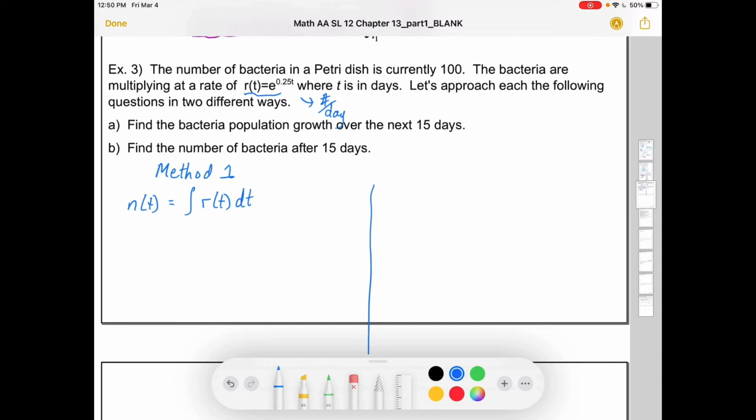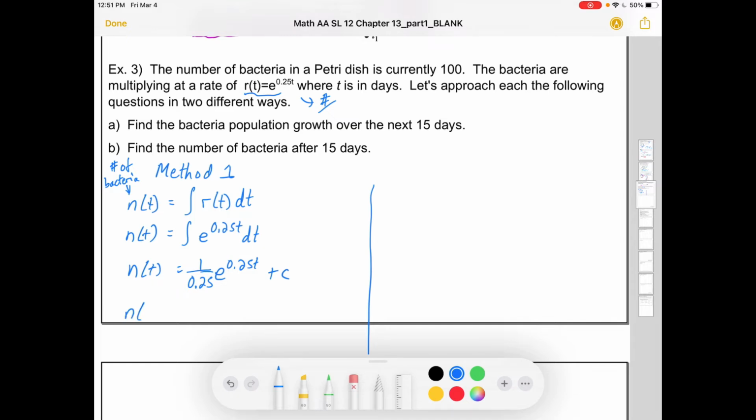If we take that rate function and find its indefinite integral, you can see the rate's going to be in numbers per day, but the dt there means you're going to multiply by days. Your units are going to turn it into the number of bacteria. So that's the indefinite integral of e to the 0.25t dt. The power will stay the same because it's an exponential. We'll have a plus c, but we'll also need a 1 over 0.25 out front.